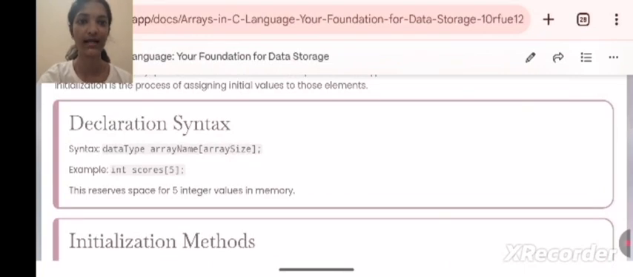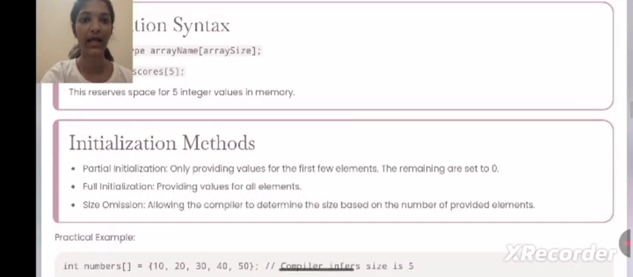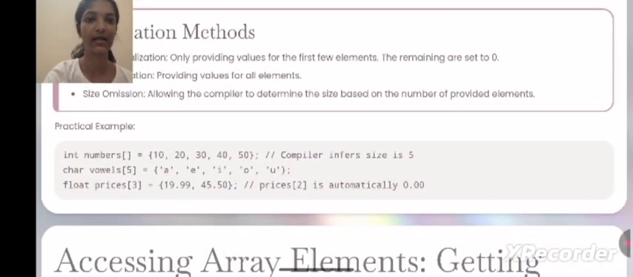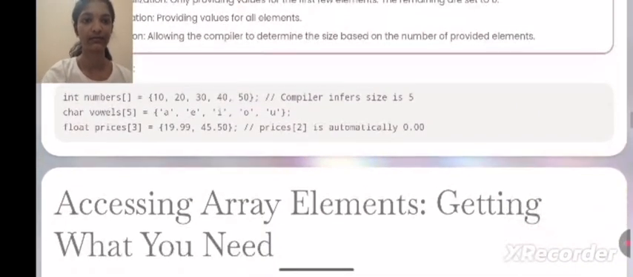Shown here is the syntax for arrays and initialization methods. Partial initialization: only providing values for the first few elements, the remaining elements are set to 0. Full initialization: providing values for all elements. Size omission: allowing the compiler to determine the size based on the number of provided elements. Here is a practical example of arrays.